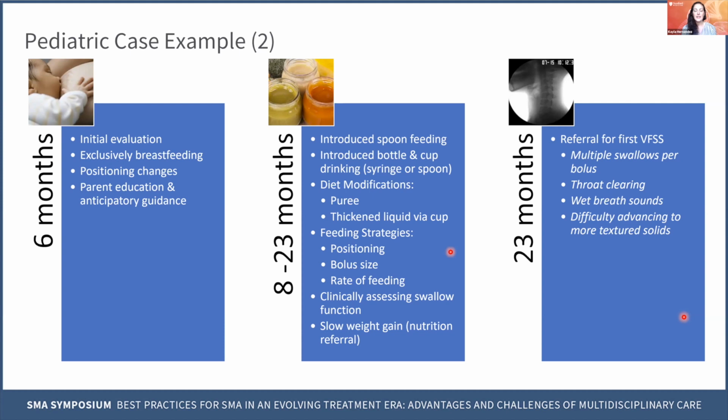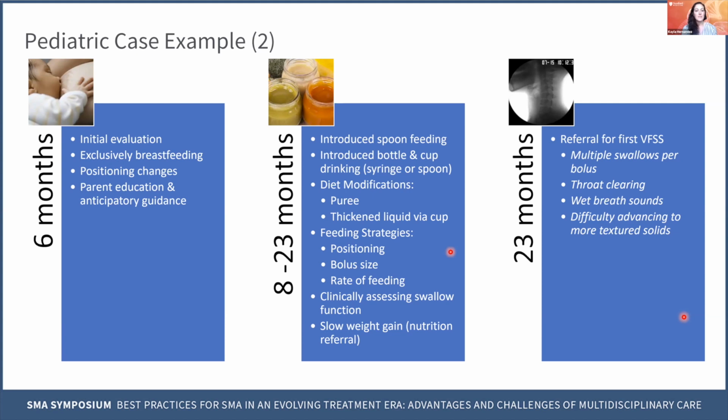He then went on over the next year or so that we were working with him. He was a little late to introduce purees. Parents were pretty hesitant because of his reduced head control, and he wasn't showing great developmental readiness. So a little bit later, we worked on spoon feeding, introducing purees. We worked on introducing a bottle and a cup because we did want to get an instrumental assessment on him, but where he was exclusively breastfeeding, we weren't able to complete a modified barium swallow study when he was younger.